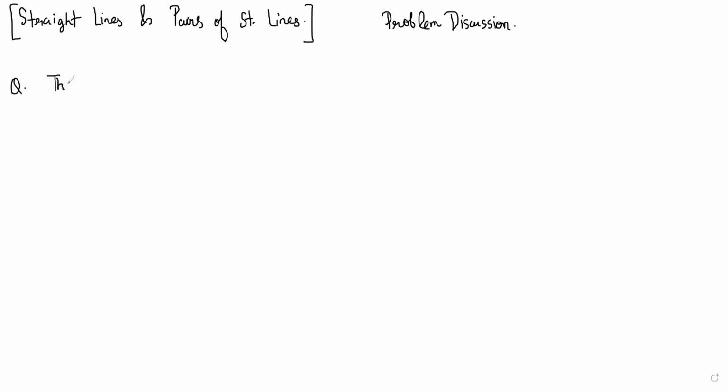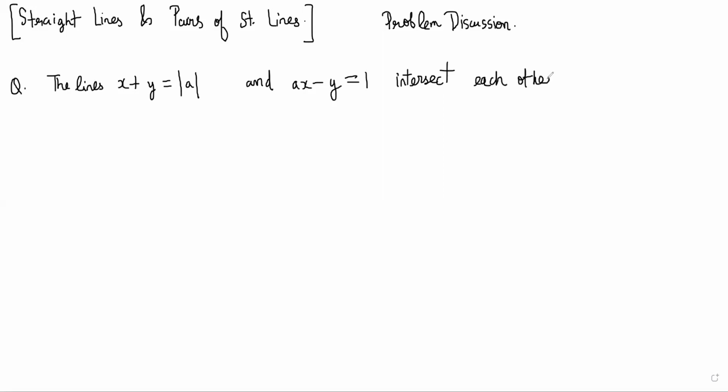Could you solve this question graphically? Because I was not getting this question from the graphical perspective. x minus y is equal to 1 intersect each other in the first quadrant. Set of all possible values of a.